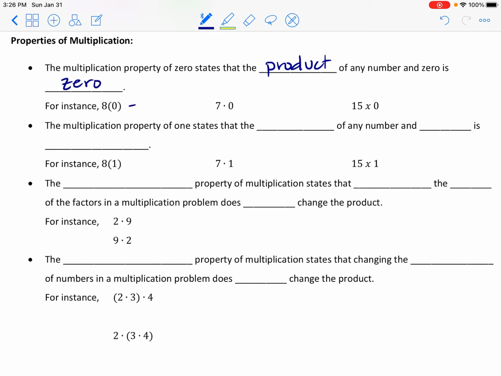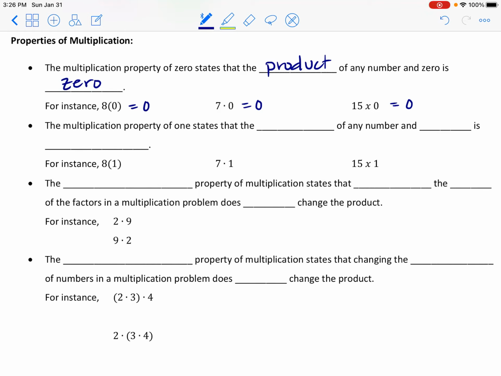So 8 times zero is going to be zero, or 7 times zero is going to be zero, or 15 times zero is going to be zero. No matter what you multiply by zero, zero times any number results in zero. Okay, so we get zero every time we multiply by zero.